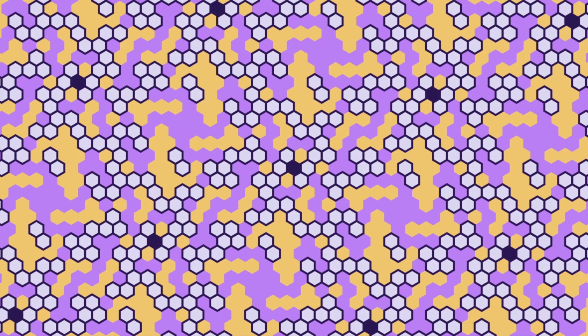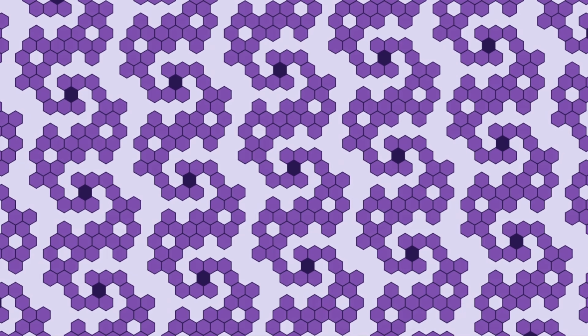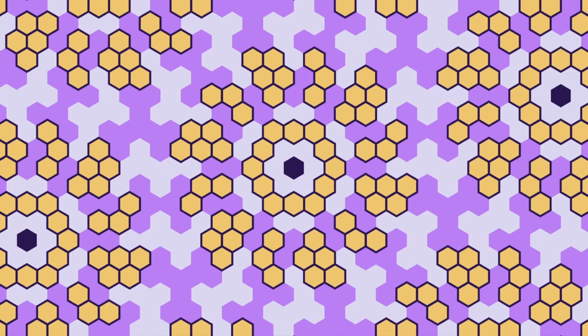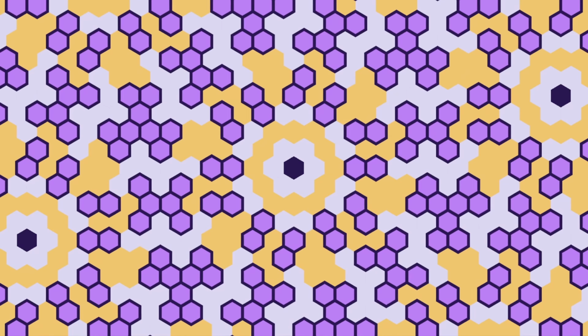Some have two colors, some have a lot. Some are quite cluttered while others are not. Some shapes are flowing, some are just straight. But before we keep going, let's see how they're made.